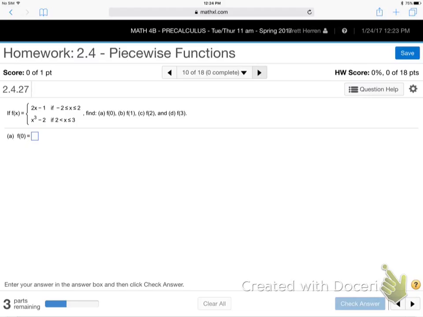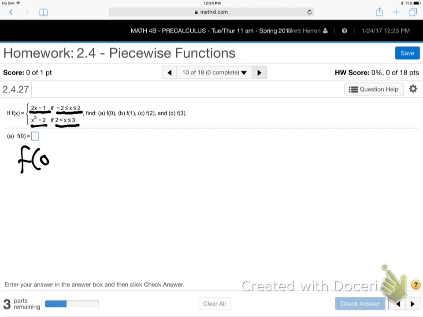Okay. So on number 10, what they're asking us is to plug things into functions. This is what we call a piecewise function, which means it's a couple of functions put together in different areas. Notice what it says about the x's here. It says when x is between -2 and +2, you're supposed to plug into 2x minus 1. But if x is between 2 and 3, you're supposed to plug into that function, x cubed minus 2, right?